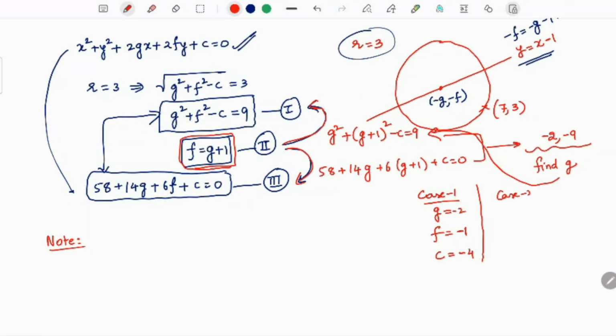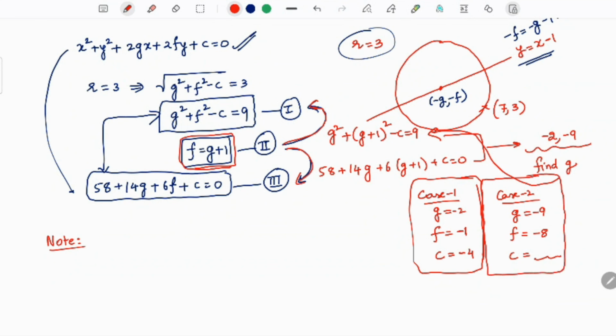Then let's take case 2. G value is -9. That means the f value is what? g plus 1, that is -8. From here also, we find the c value. So satisfying these conditions, how many circles are there? Sorry, not 3, 2 circles, right? This is one circle, and it satisfies all the given conditions. This is the second circle, and it also satisfies all the given conditions.